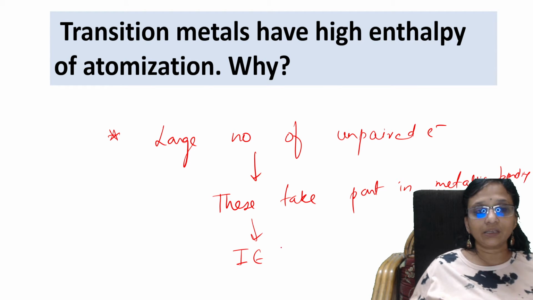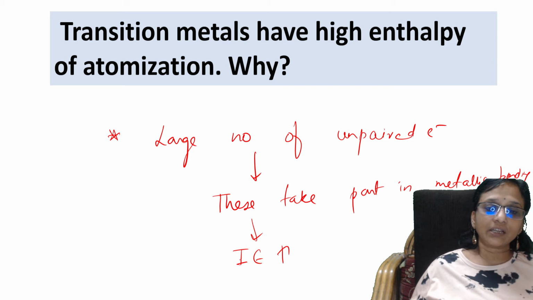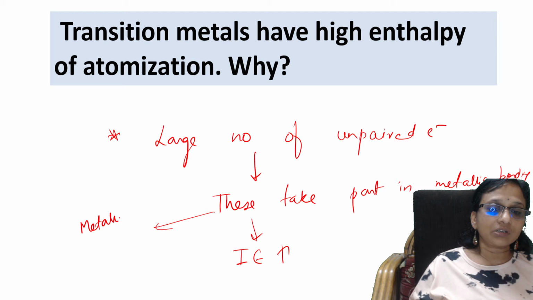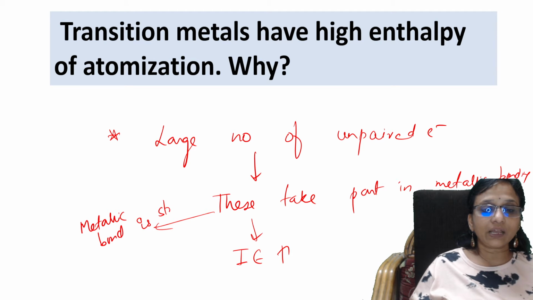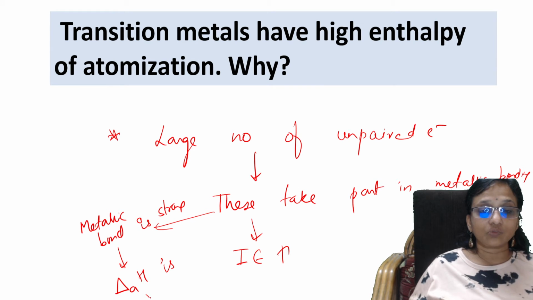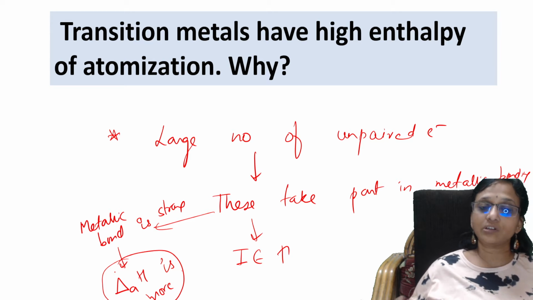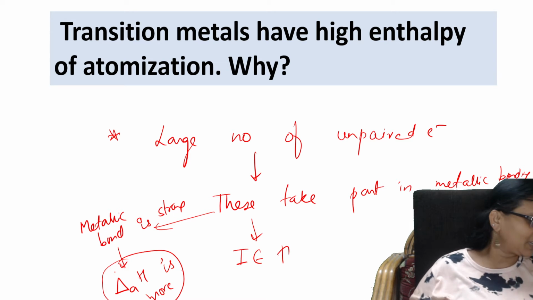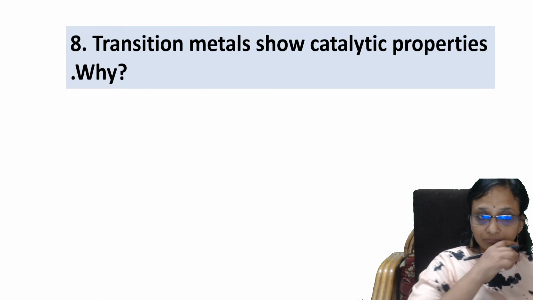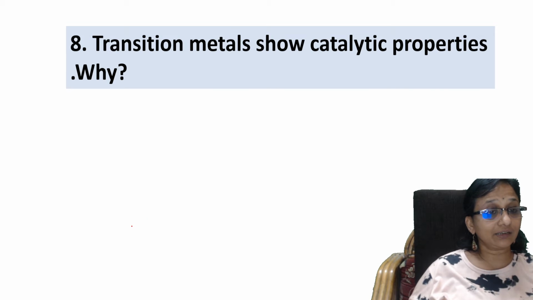So when they take part in metallic bonding, what will happen to the ionization enthalpy? Ionization enthalpy increases. The metallic bond is strong. When the metallic bond is strong, what will happen, students? You have to apply more energy, so enthalpy of atomization is more. Correct? Because the bond is very strong, you have to apply more energy to break the molecule into atoms. See? Next question.